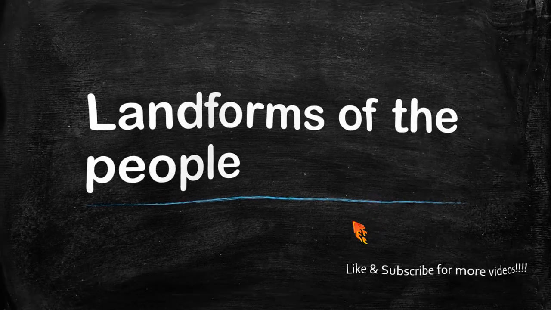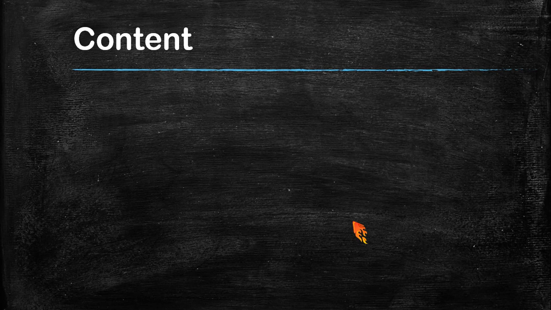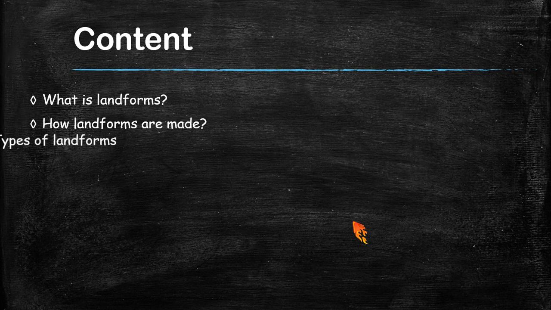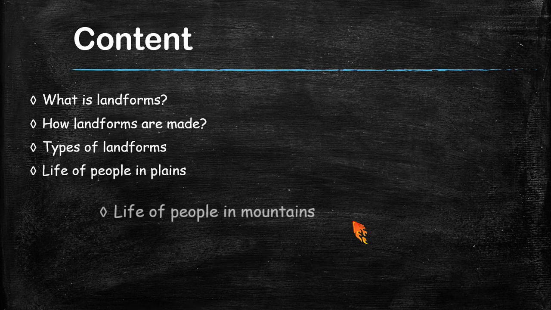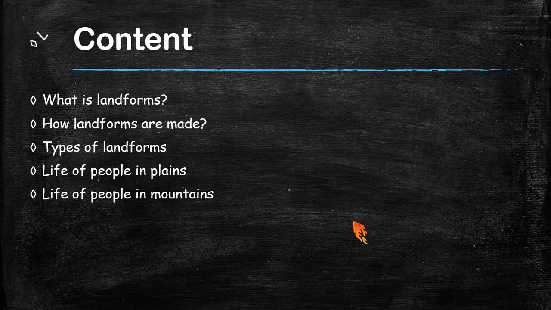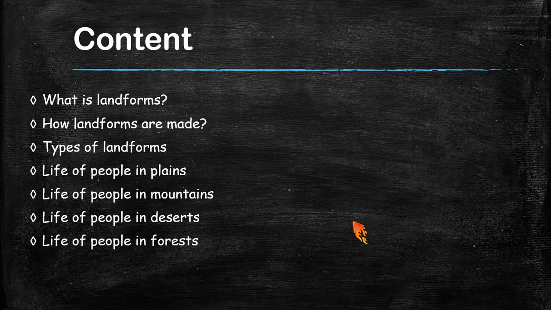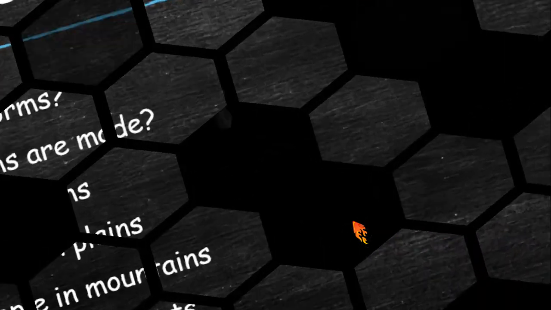I'm going to teach you about landforms of the people. So, what are landforms? What is landforms? How the landforms are made? Types of landforms. Life of people in plains. Life of people in mountains. Life of people in deserts, and life of people in forests, and life of people in islands.